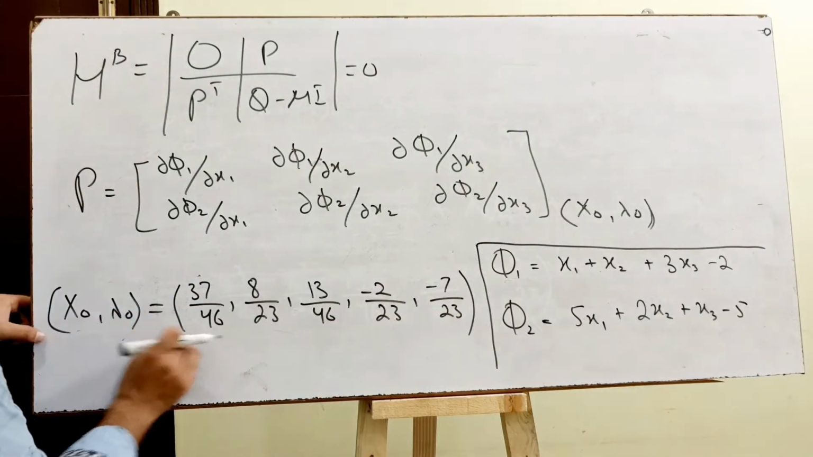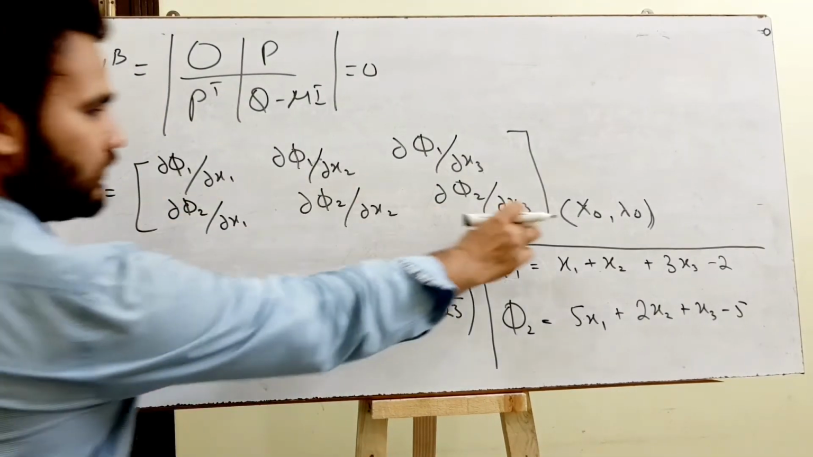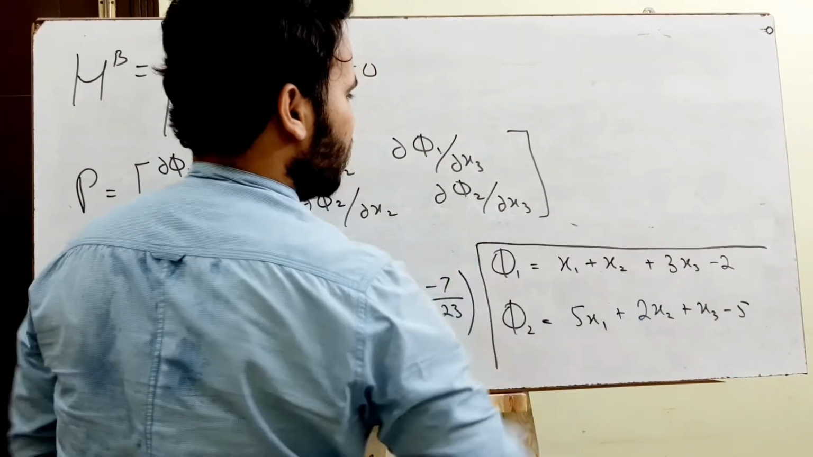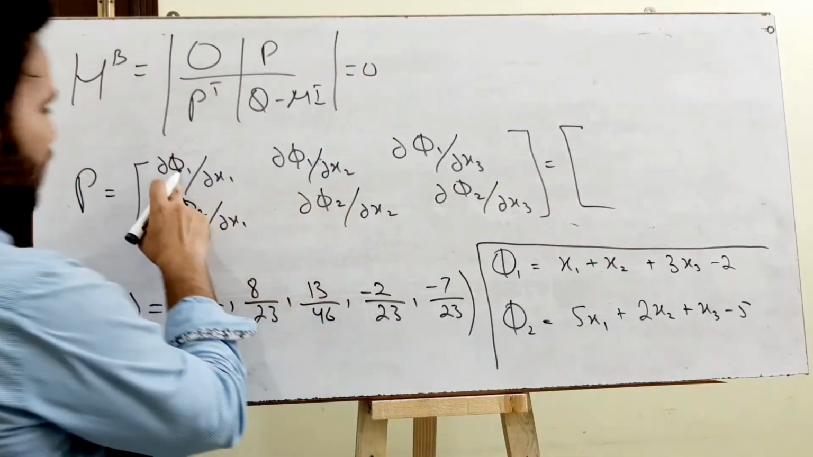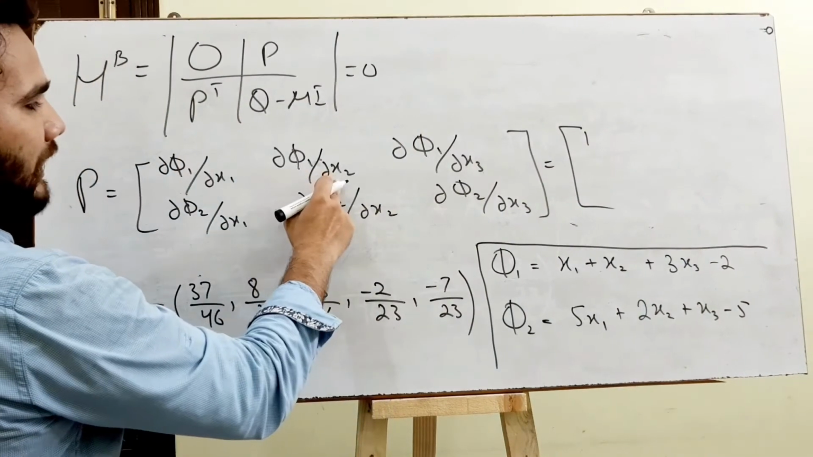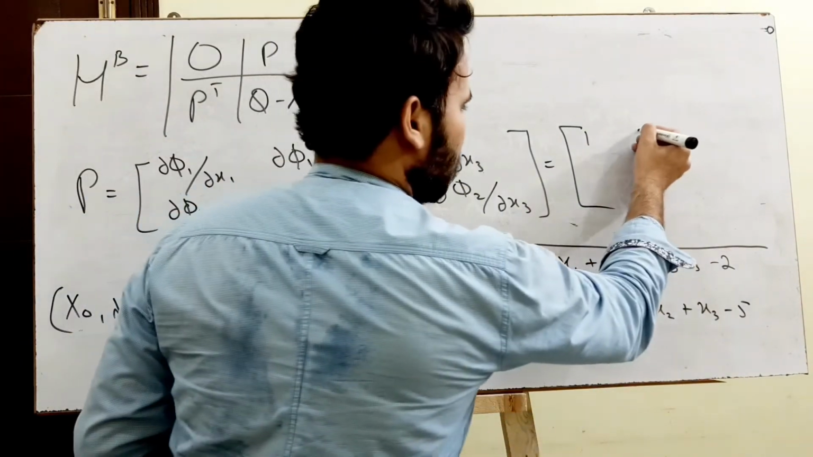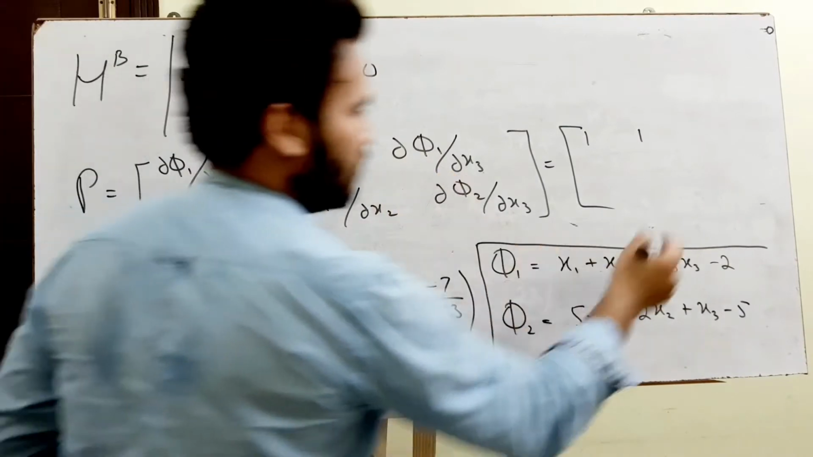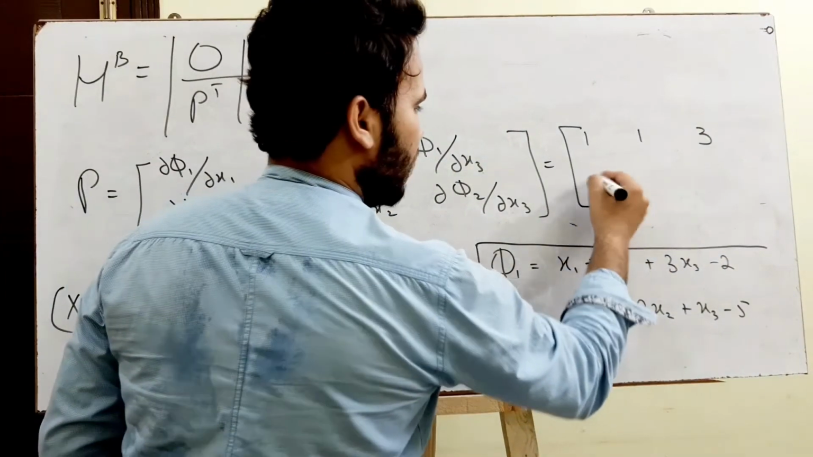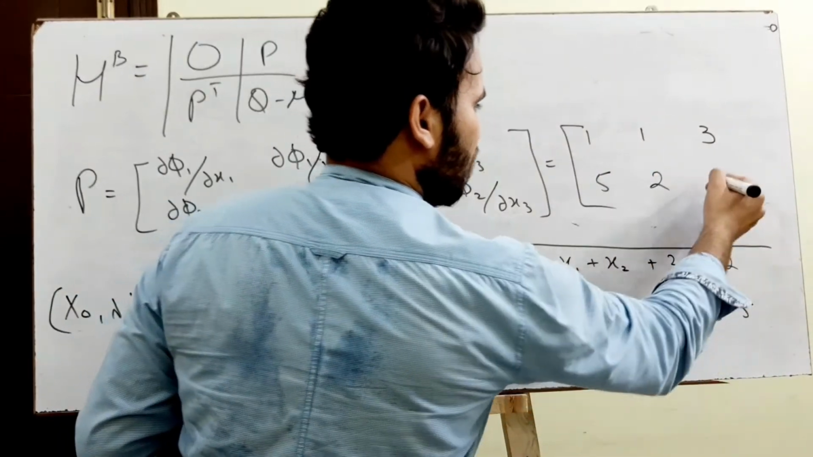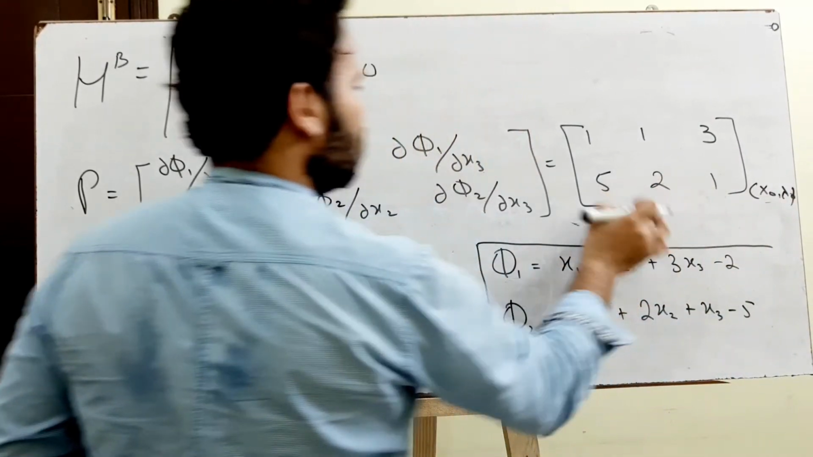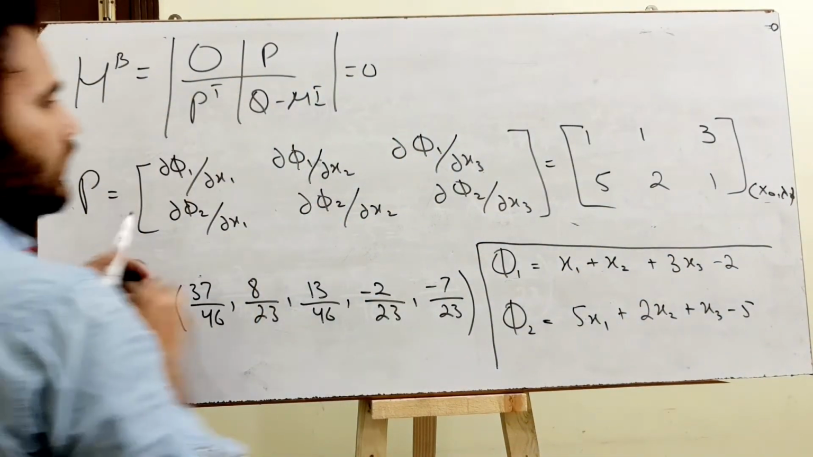So here we have this critical point. We have to find P at this critical point. So here is phi 1 and phi 2. Let's make a P matrix. So partial phi 1 by partial x1, so it is 1. Partial phi 1 by partial x2, so again 1. Partial phi 1 by partial x3, so it is 3. Now partial phi 2 by partial x1, so 5, 2, 1 at x naught lambda naught critical point. So this is our P matrix, the transpose.